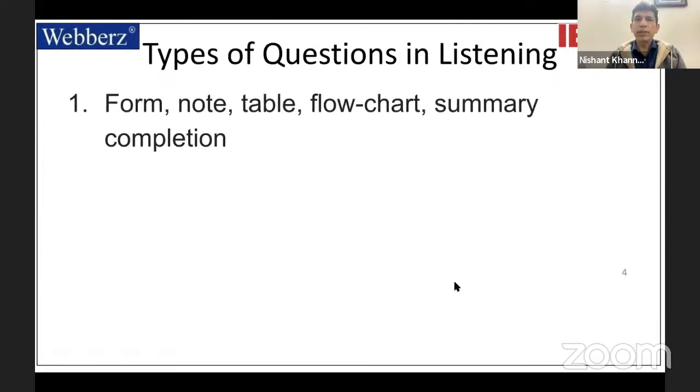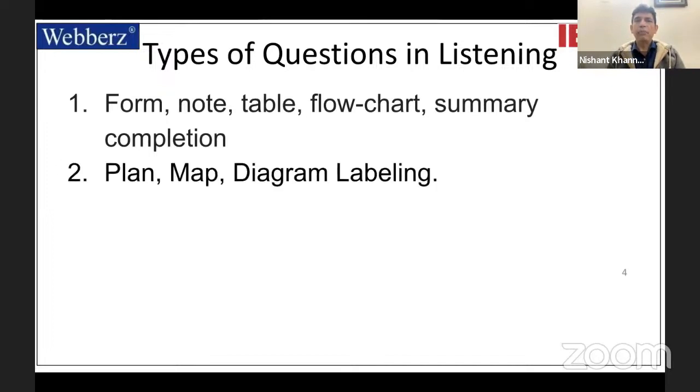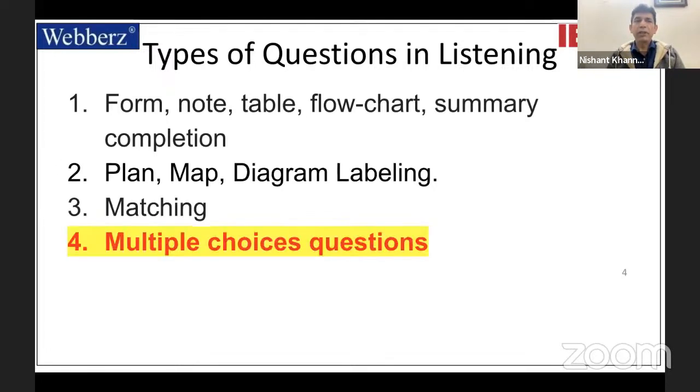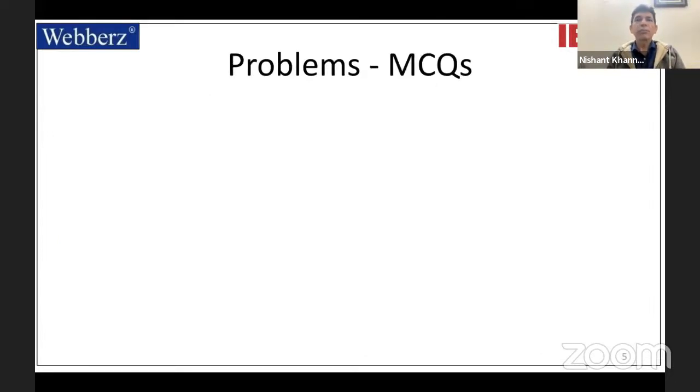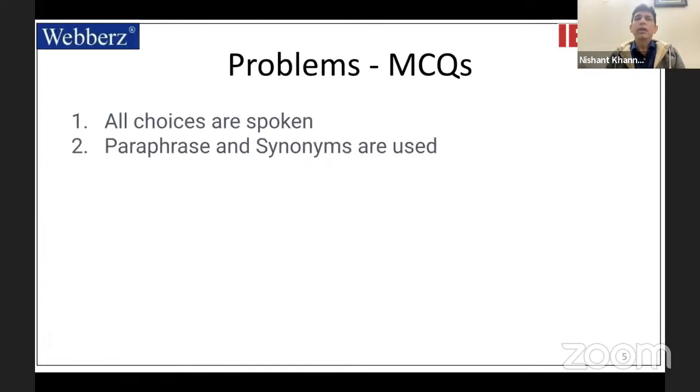So the types of questions that you will see in listening are forms, notes, tables, flowcharts, summary completion, plan, map, diagram, matching, multiple choice questions, what we'll be doing today, sentence completion, and short answer questions. The major problem with multiple choice questions is that all the choices are spoken. You have to be very clear about the word synonyms. Now, what is the meaning of synonym? Synonym means similar meaning.